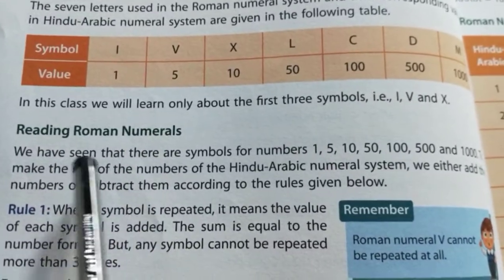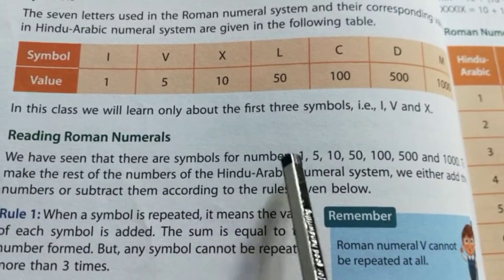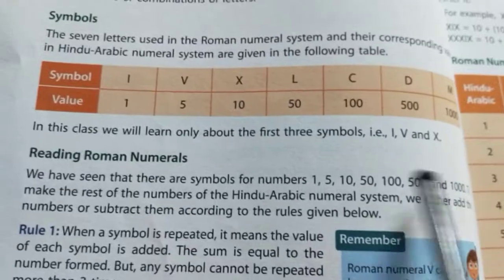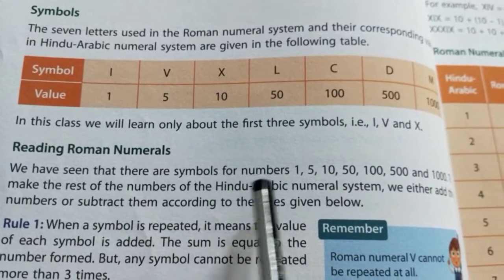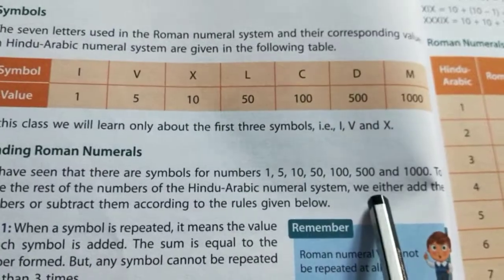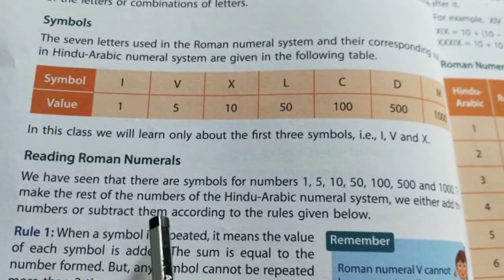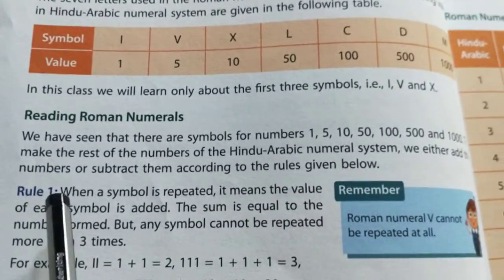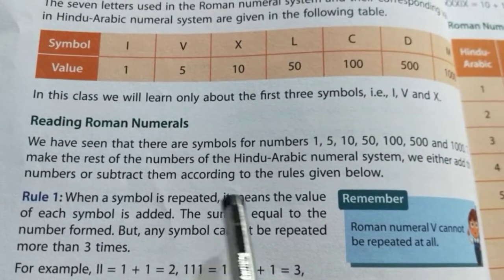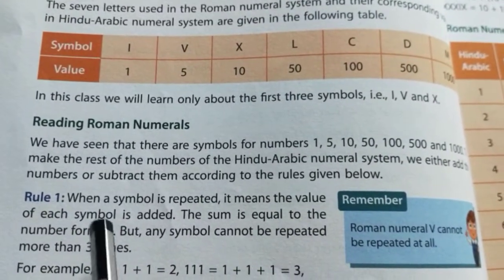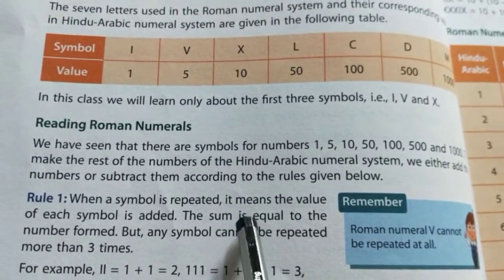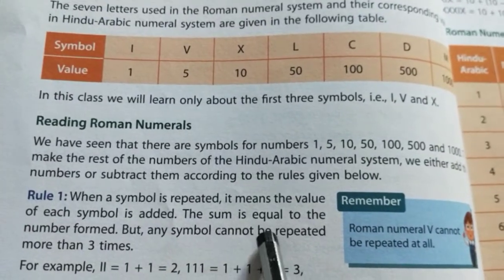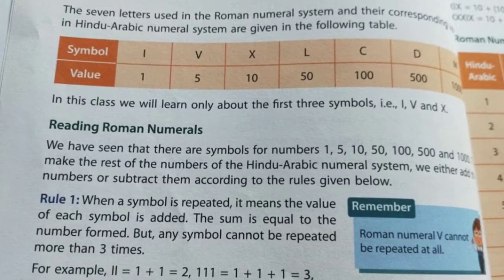Reading Roman numerals: we have seen that there are symbols of numbers 1, 5, 10, 50, 100, 500, and 1000. To make the rest of the numbers of the Hindu-Arabic numeral system, we either add the numbers or subtract them according to the rules given below. Rule number 1: when a symbol is repeated, the value of each symbol is added. The sum is equal to the number formed. But any symbol cannot be repeated more than 3 times.